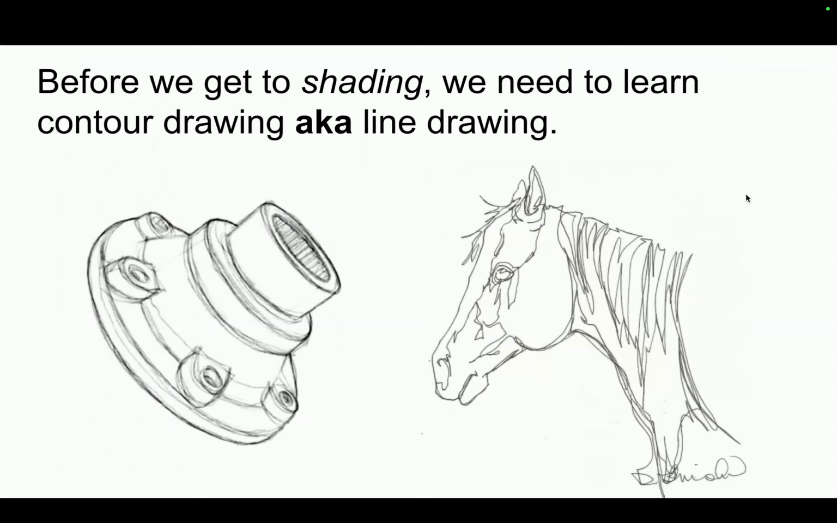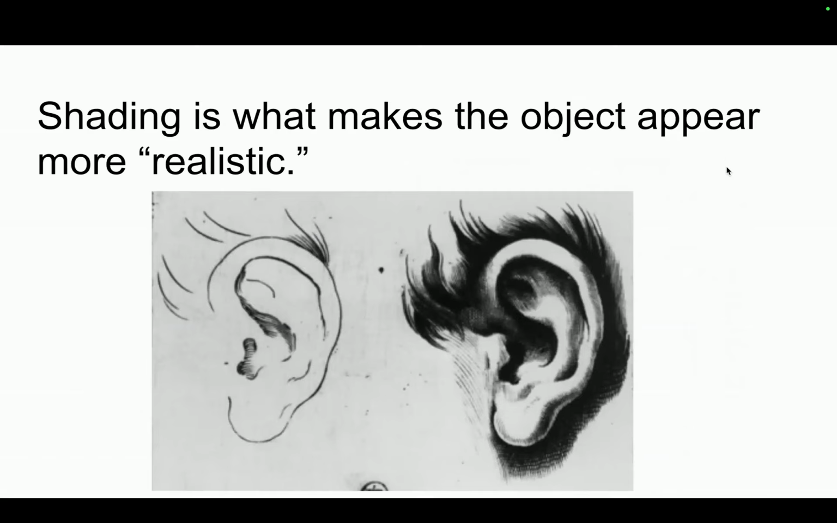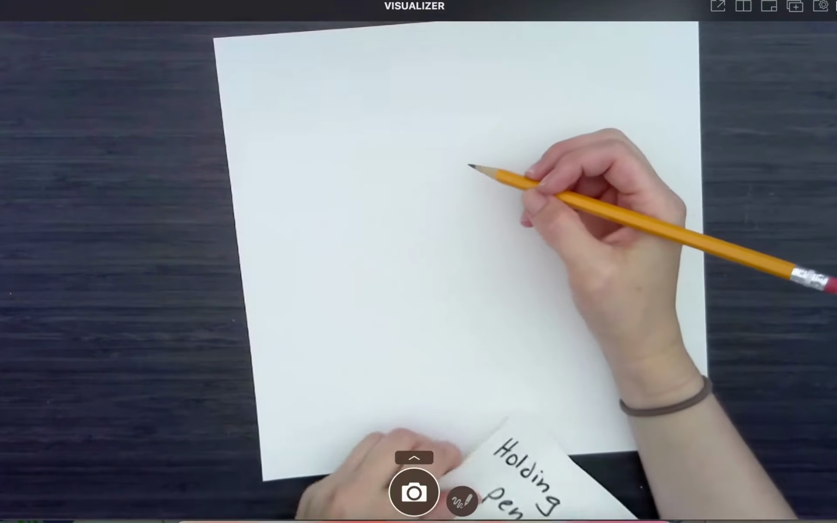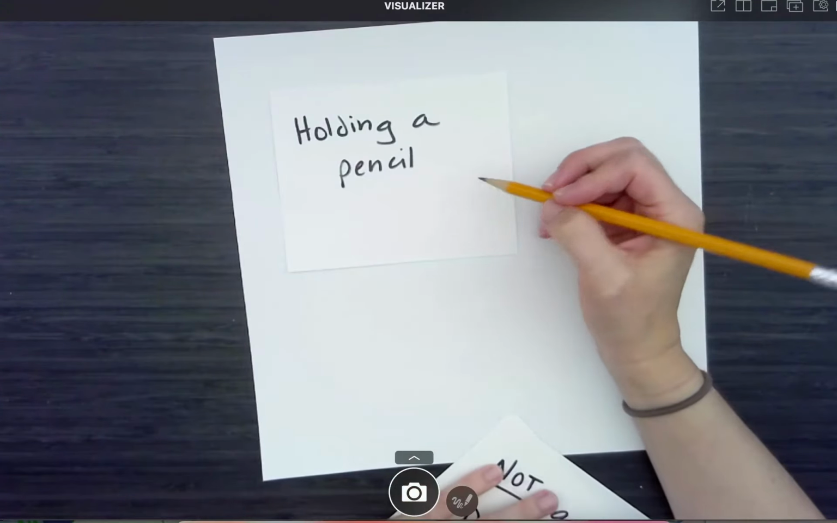Before we even get to shading, that's where we make things look three-dimensional, we need to learn contour drawing, which is basically line drawing, and that's what we're going to focus on first. Shading is what makes the object appear more realistic, and we will get to that later. Now let's start with some breaking bad drawing habits. So instead of drawing what we think something looks like, we're going to trick our brains into actually noticing the shapes, edges, and details.